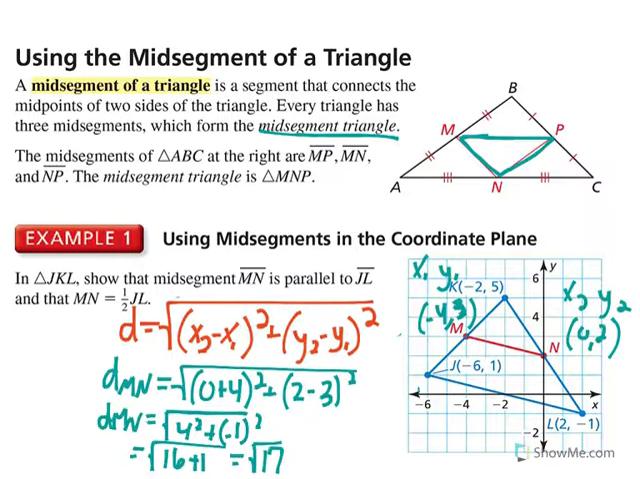Okay, right now I'm just going to go ahead and leave it in that format. I can put it in a decimal later if I need to. So I'm going to copy it over here. So I have d of MN is equal to the square root of 17.